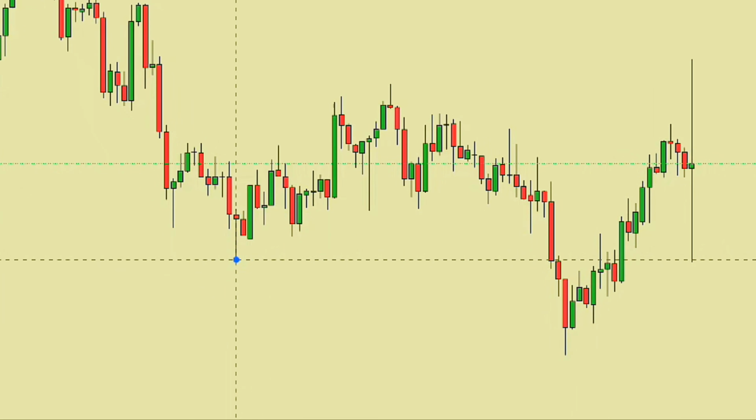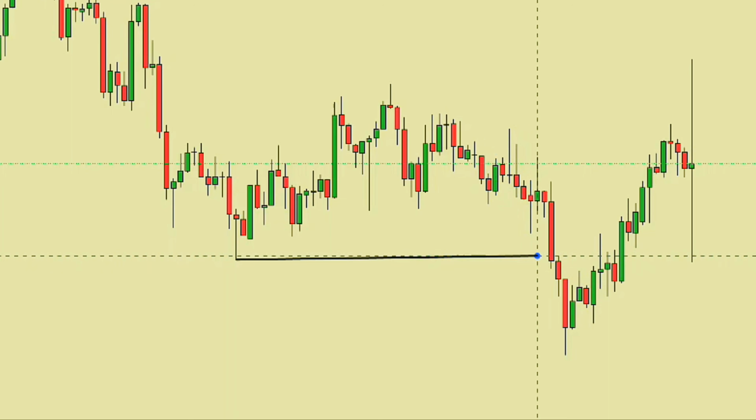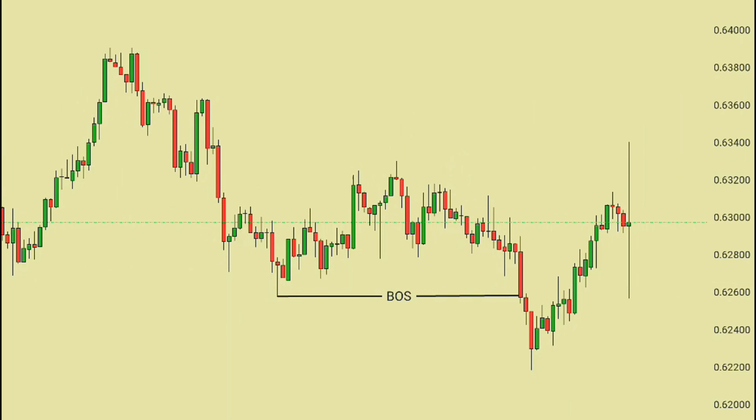Let's start with the first confirmation on this chart, the break of structure. Price was previously moving in a bullish direction, creating higher highs and higher lows. But at this point, the market suddenly breaks below the previous low. This break tells us something important. The buyers who were controlling the market are starting to lose their strength, and sellers are beginning to step in. For many traders, this is the first signal that the market might be shifting from bullish to bearish.